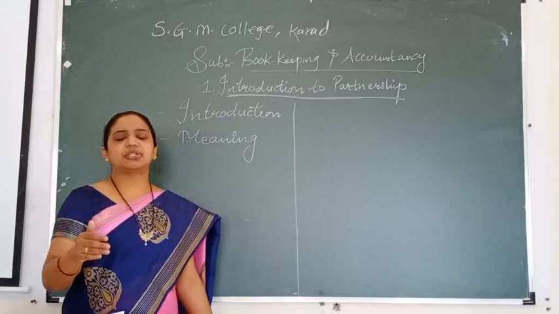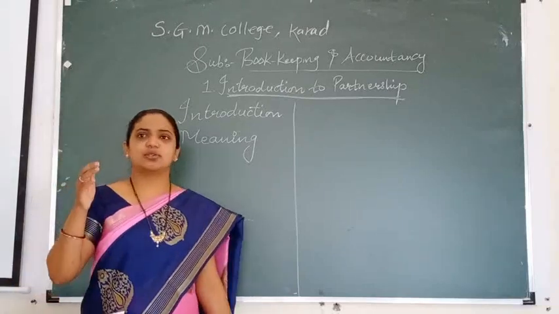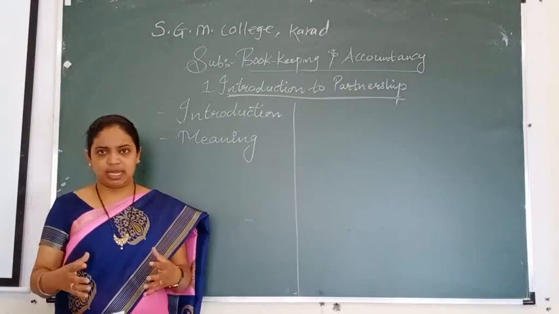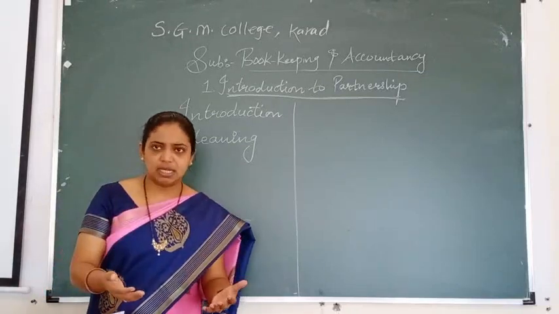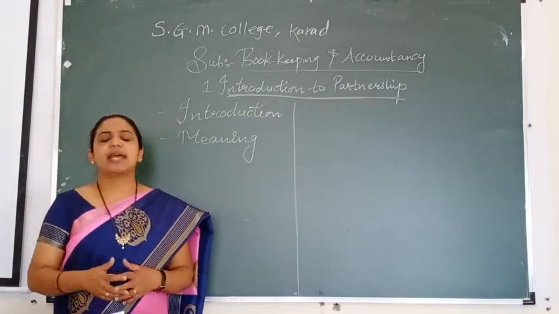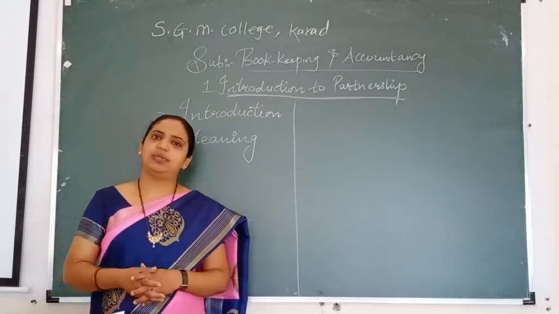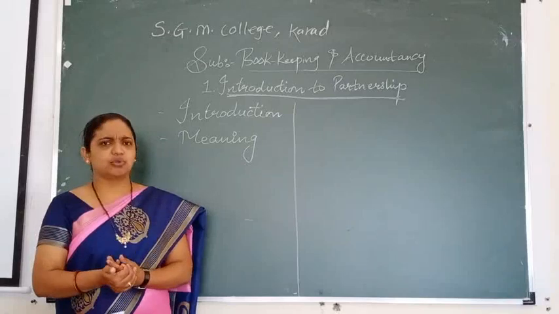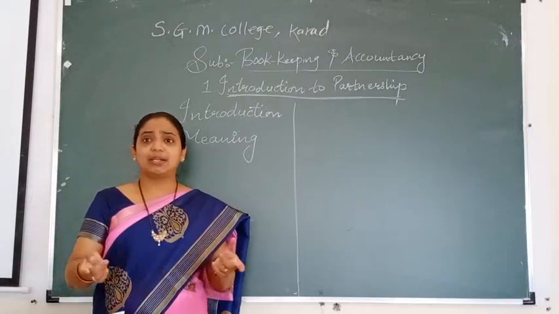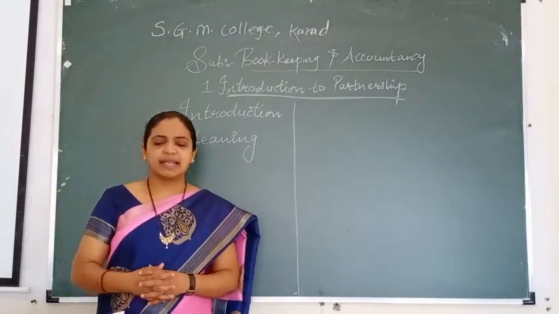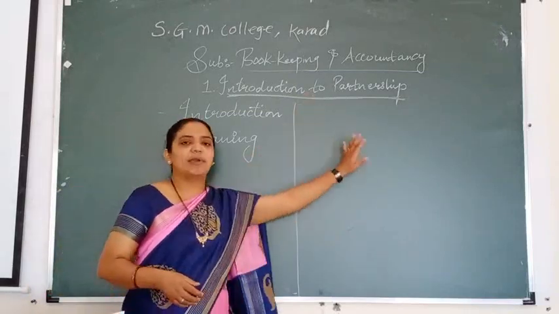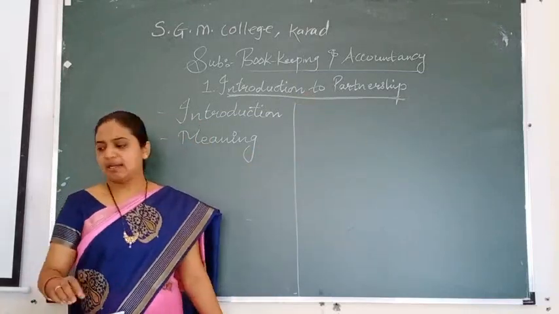So a partnership is an organization or an association of two or more persons who come together, contribute capital, and agree to share the profit as well as the losses of the firm. When persons come together, they are the partners. You may say partnership, but when they run a business, it is called a firm. So it is called a partnership firm. That was the intro and meaning.